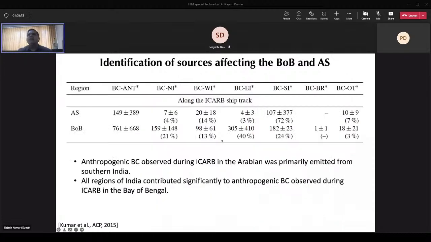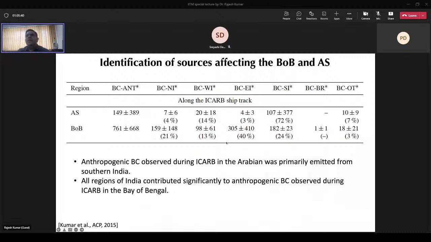And then we look at the contribution of different Indian regions to black carbon along the ICARB ship track. The top panel here is the Arabian Sea. You can see that nearly 72% of the black carbon along the ship track in the Arabian Sea came from South India. So South India was really the source for black carbon that was observed by the ICARB ship.